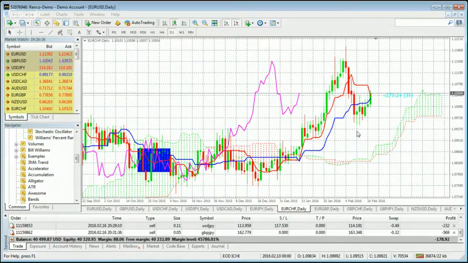At this point in time, everything looks good. The Tenkan and Kujin Sen are in the right order. The only issue I've got so far is the Tenkan's pointing downwards. So we could get the Tenkan and Kujin Sen crossing and giving a sell signal, but it's going to be a very weak sell signal. The other thing as well is that I'm not too happy with exactly where the Kujin is sitting, because it looks like it's heading closer towards price.